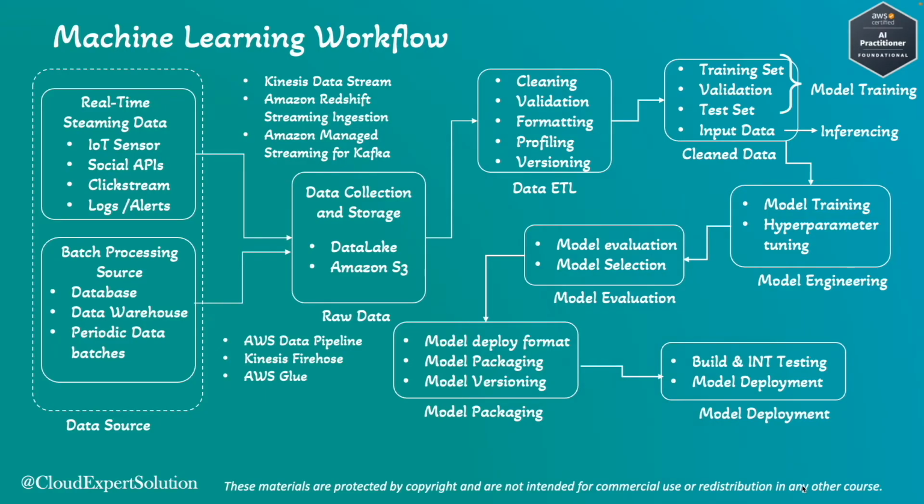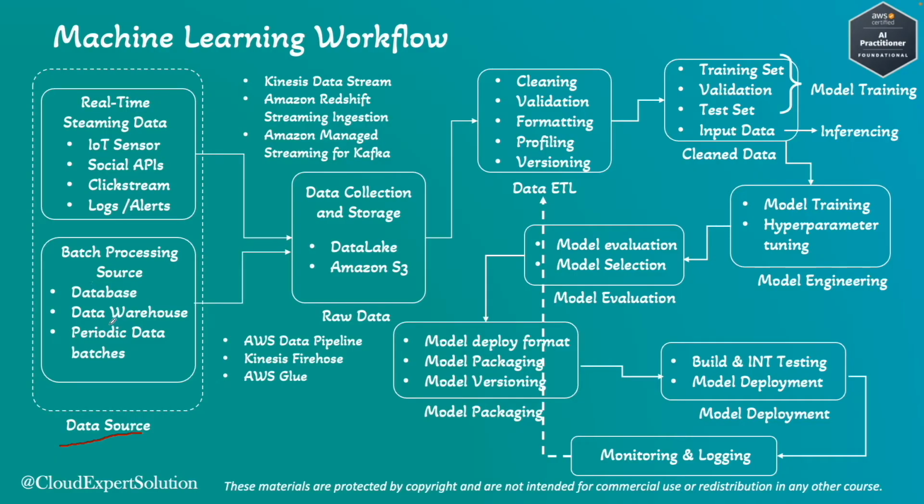After packaging, we perform model deployment, where we will perform the build or integration testing. And then after the deployment, we are going to set up monitoring and logging. This monitoring and logging is for continuous monitoring of whether the model performance is drifting over time. Based on that, we can create a feedback loop. The feedback loop can go back to our data ETL process and adjust the data set based on the model performance.